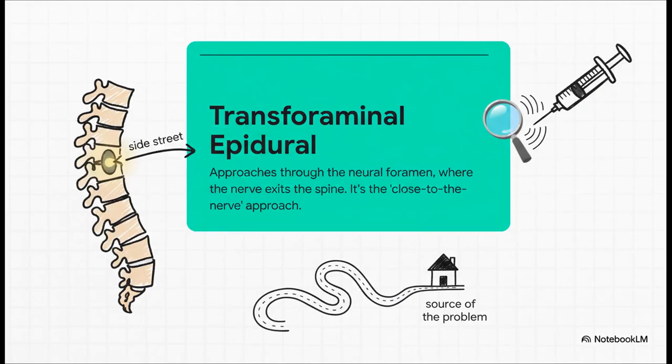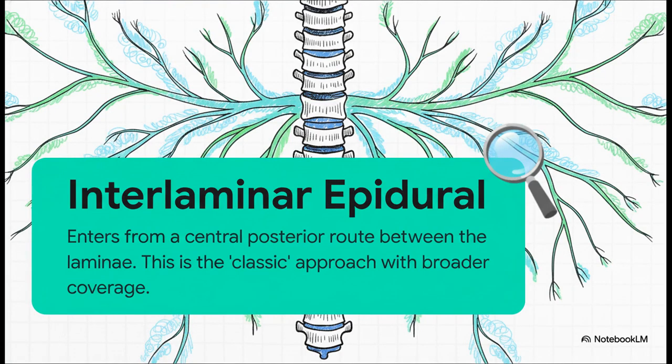So this is our side street approach. It gets its name because the needle goes through something called the neural foramen, which is really just a natural opening on the side of your spine where the nerve root exits. It's all about being as targeted and precise as possible, getting that medicine right up close to the source of the problem. And then we have our main road, the interlaminar approach.